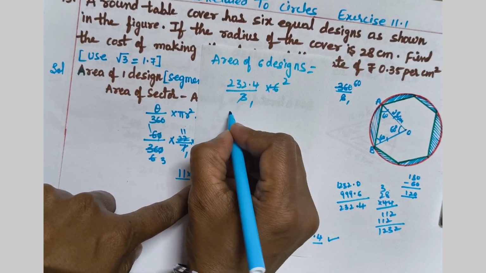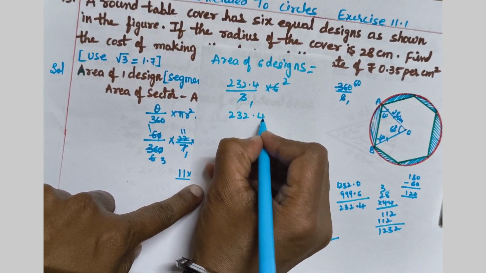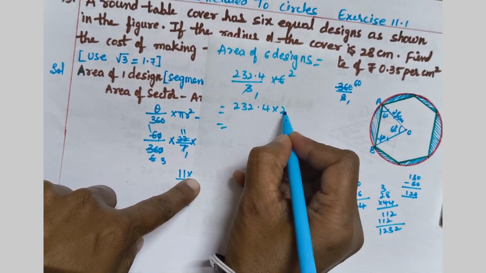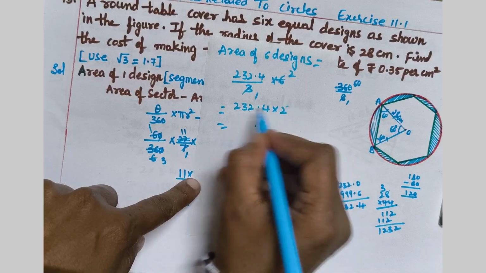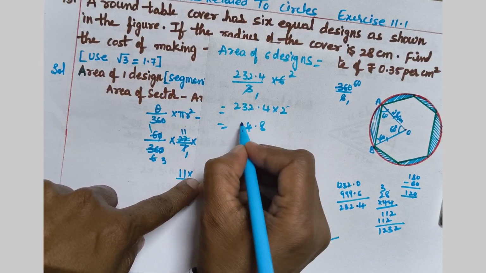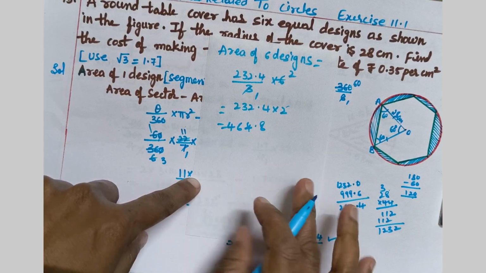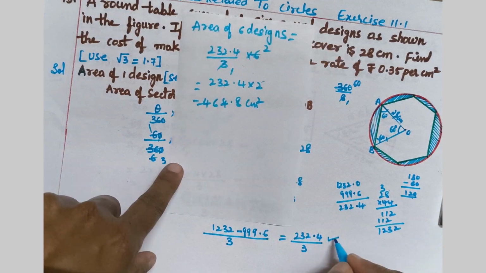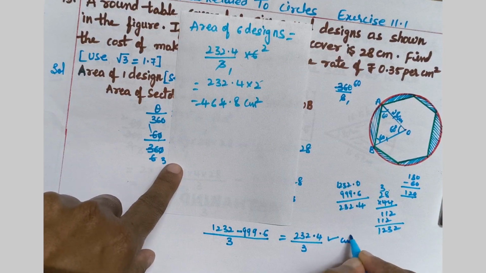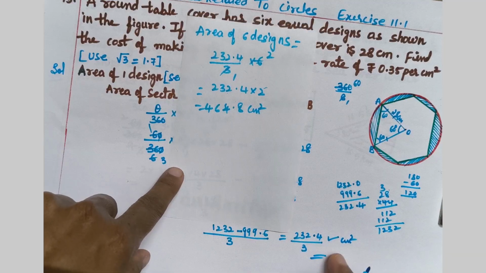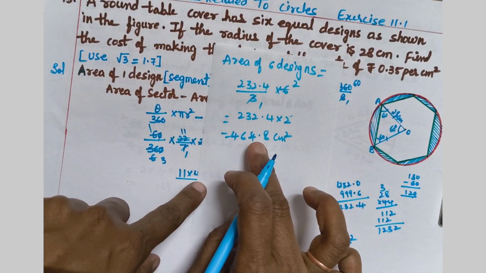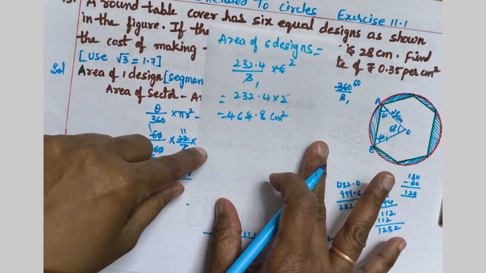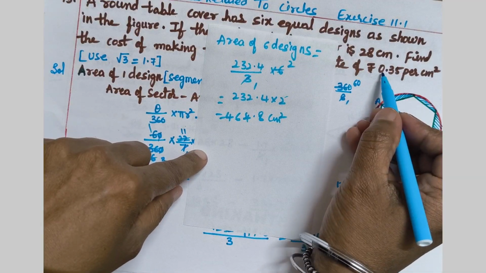Okay. Now 232.4 into 2 remain. Okay. Into 2 means here 2 4s are 8. 2 2s are 4. 2 3s are 6. 2 2s are 4. 464.8 centimeter square. So this is also centimeter square. So this is a one design area. This is a 6 designs area. But now we want a cost. Okay. 1 centimeter square how many rupees?